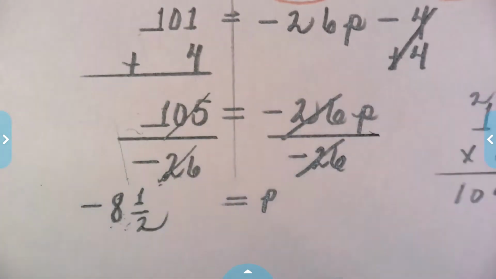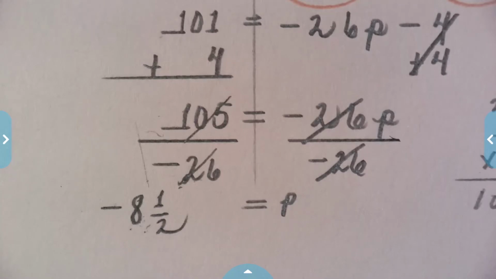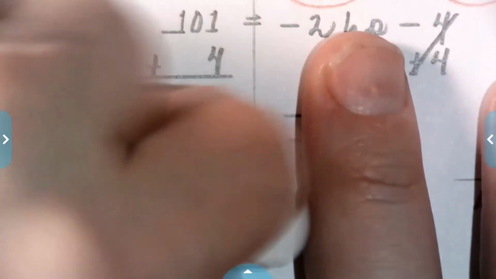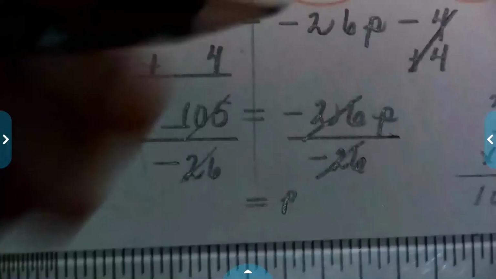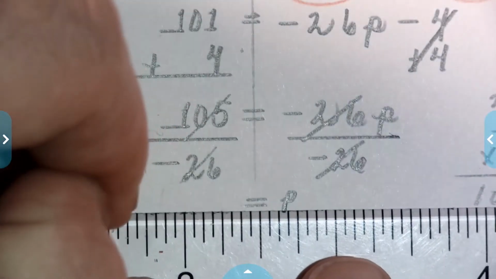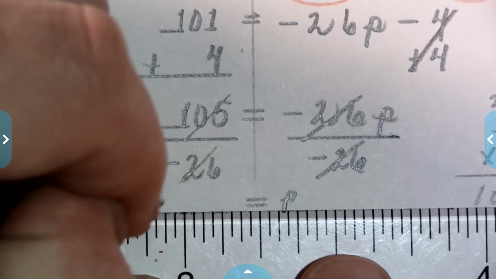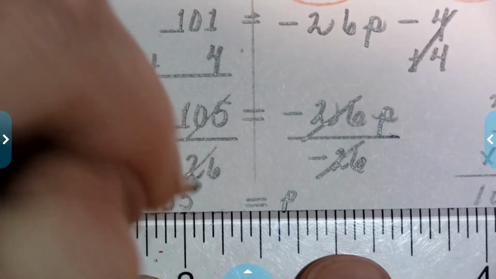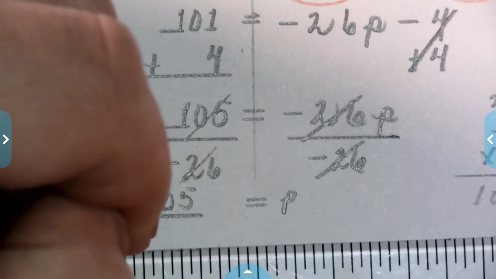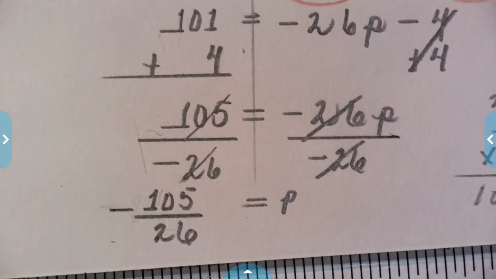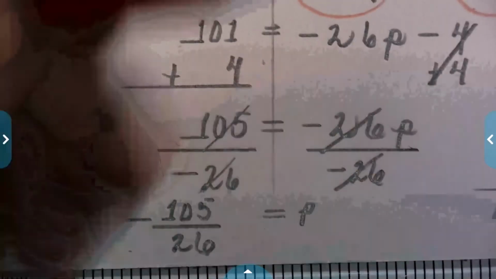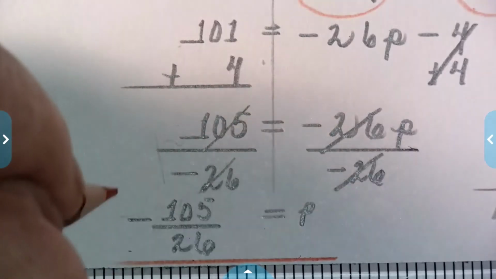No, that doesn't work. We'll just leave it like that. Negative 105 over 26. Okay. And we'll put that in a box.